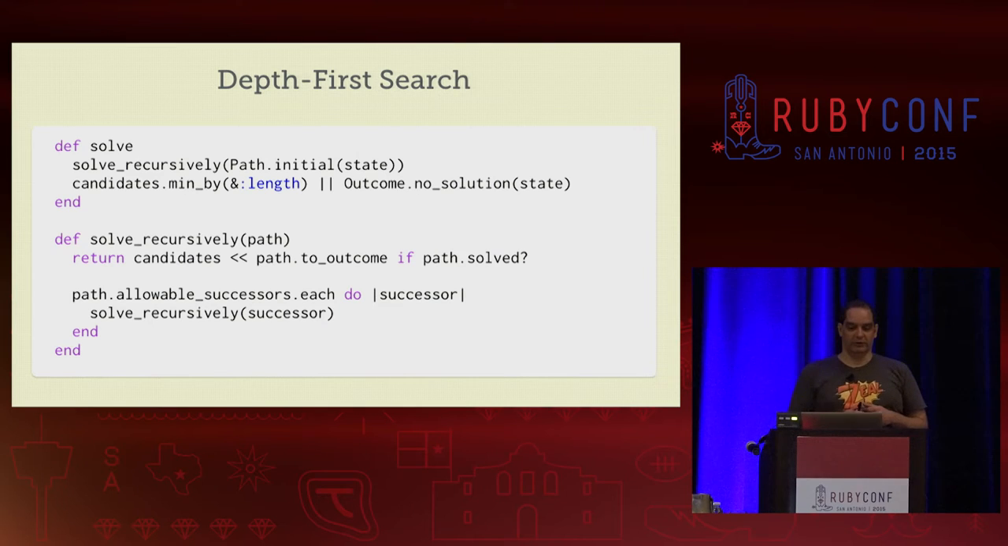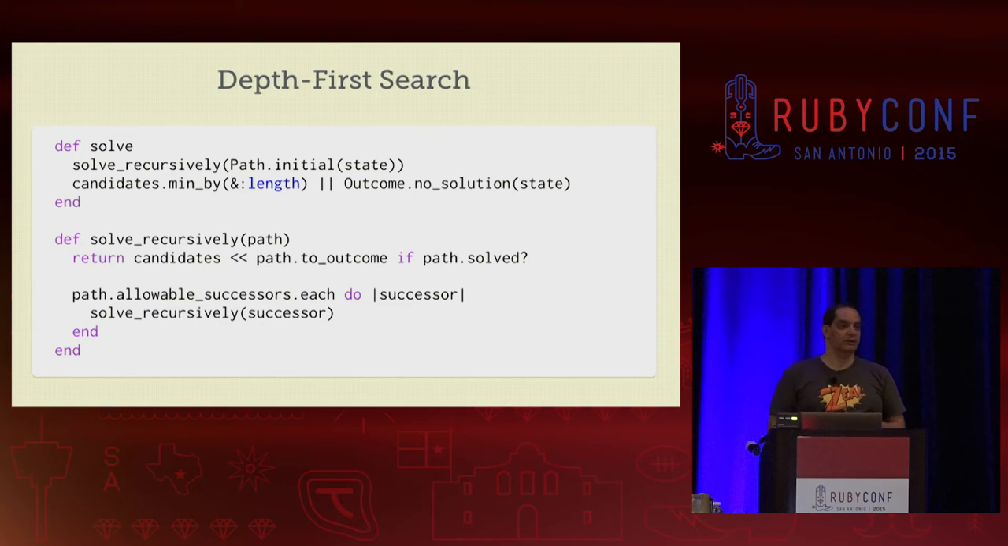In the recursive solution, you look at the path, and if it's solved, then you put that on your list of candidates. Otherwise, you find all the allowable successors of that path, so every possible next state I could get to from where I am now. And for each of those, make a recursive call to solve recursively and try again. And that's a recursive solution, and that implements depth-first search.